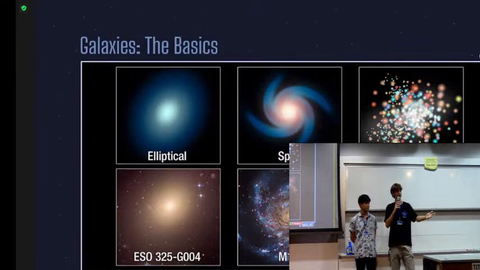And the irregular galaxy is kind of a cool phenomenon. It's the result of different galactic interactions, like the merging of two different galaxies and their gravitational fields interacting with each other.